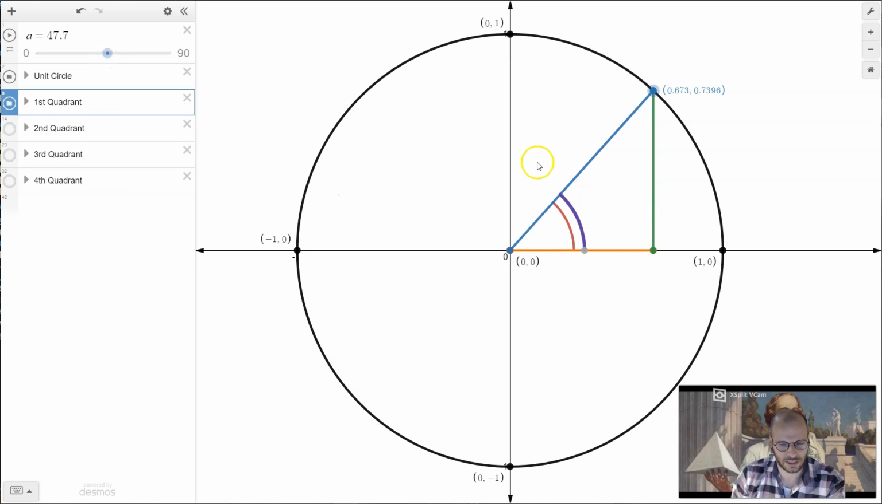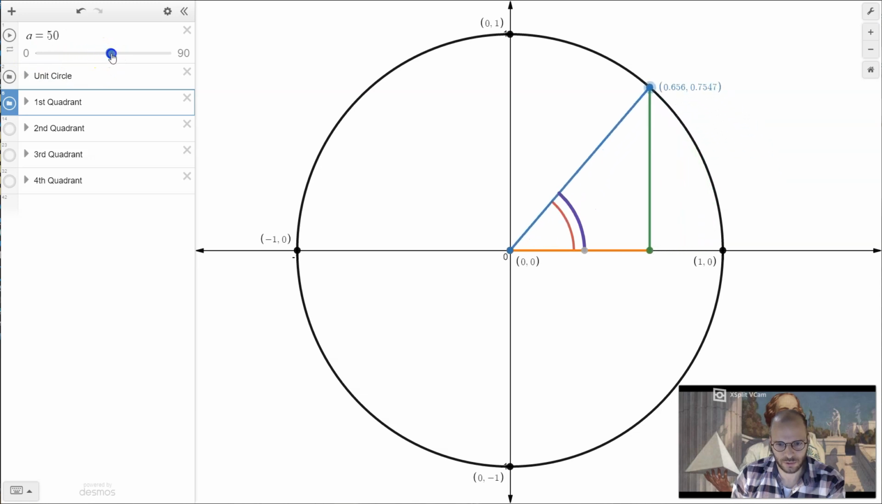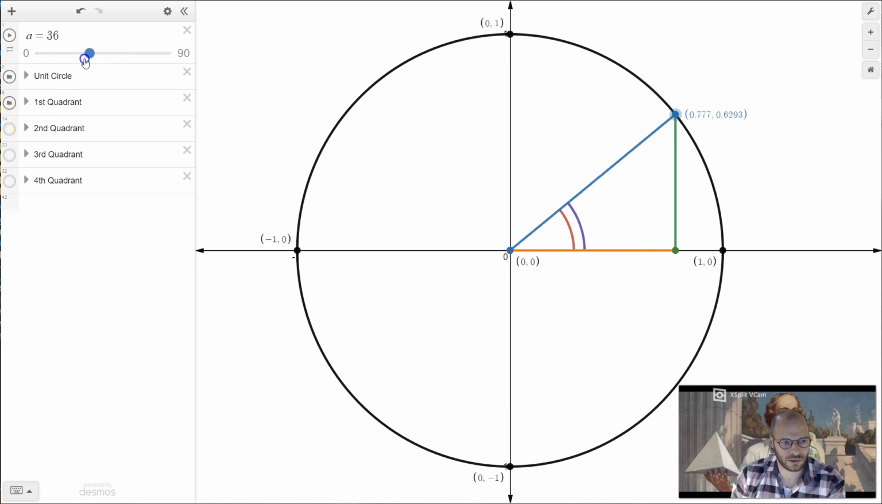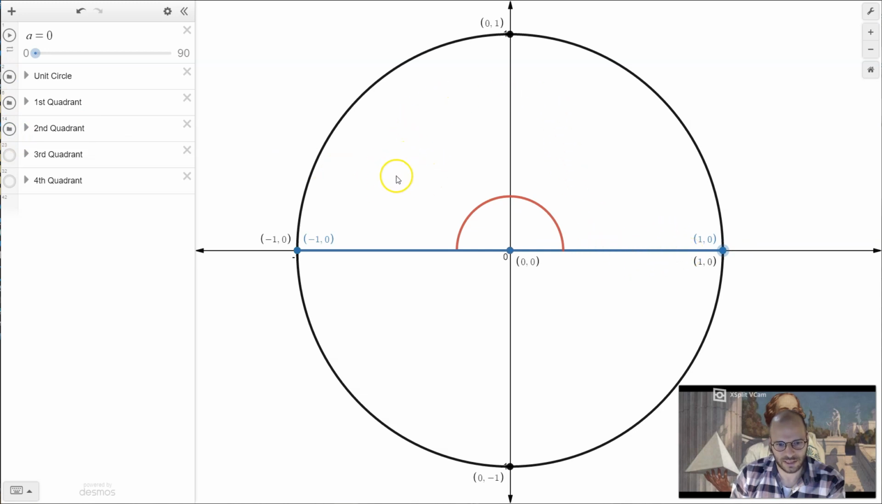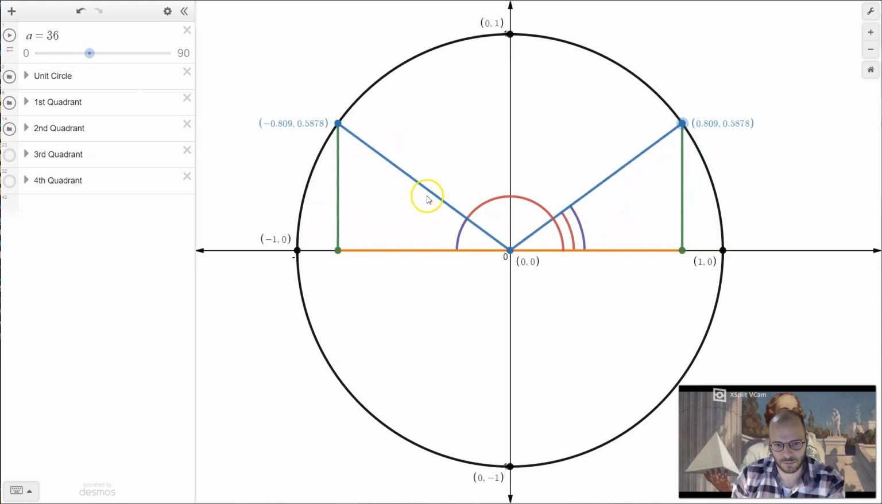Now moving along in the first quadrant, this is something we're quite familiar with. We've been working with these sorts of measurements since year 8. But now I'm going to scroll it all the way down to 0 and turn the second quadrant on. And what we're going to observe is the same triangle in the second quadrant as we're looking at in the first quadrant. As we start increasing theta, you're going to find that in the second quadrant we have the mirror image of what's going on in the first quadrant.